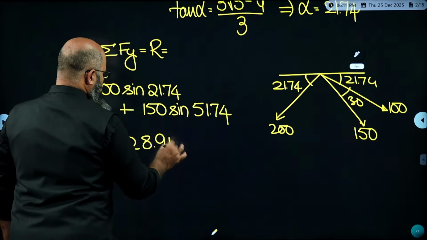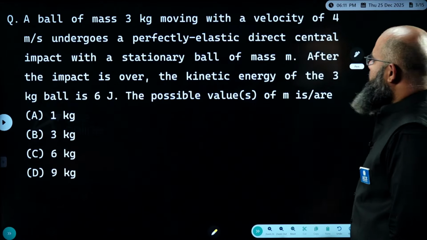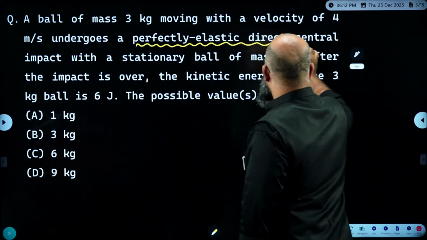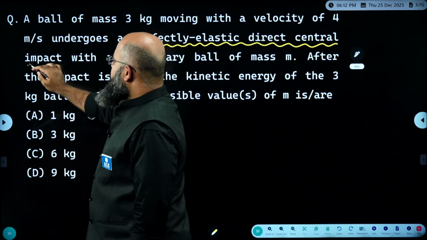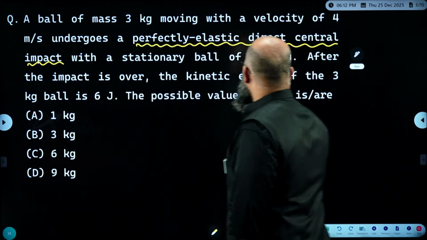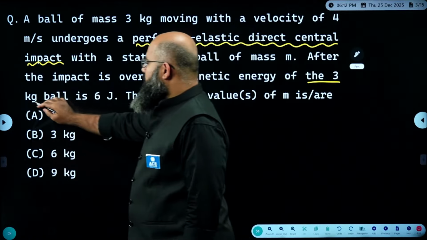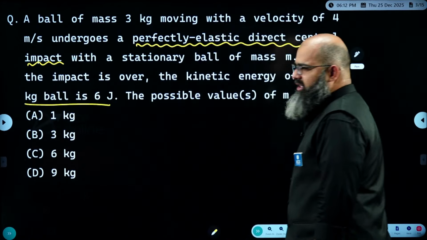The question is saying a ball of mass 3 kg moving with a velocity of 4 meters per second undergoes a perfectly elastic direct central impact with a stationary ball of mass m. After the impact is over, the kinetic energy of the 3 kg ball is equal to 6 joule. He has not mentioned the direction sense because he is only mentioning kinetic energy, a scalar quantity. So therefore, he is not worried about the direction sense over here.